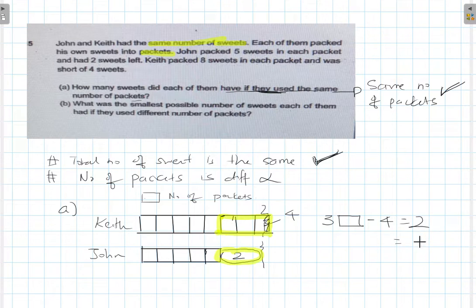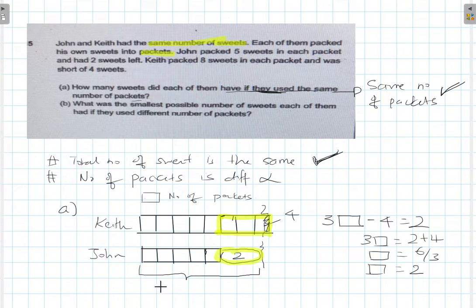So I just do 2 plus 4. So it's 6 divided by 3. So it has 2 packets. 2 packets, okay? Because the box is 2, right? It's number of packets. So it's asking you how many sweets did they each have if they use the same number of packets. If they use the same number of packets, they will have the total number of sweets, right? Correct or not? You can either use this or you use this. It will give you back the same answer.